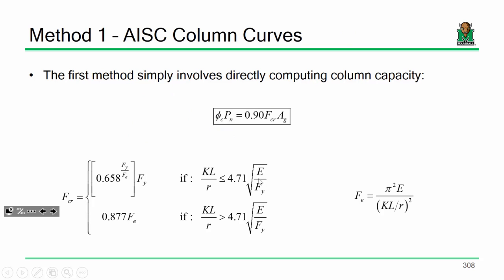Okay, so method 1 is to use the column curve, which is this equation right here. This is essentially what you're plotting in Microsoft Excel on problem 1. So your capacity is phi times F critical times your gross area. Phi is 0.9. F critical, though, is not like with tension members where you just look it up. You have to compute it. So it's a function of your slenderness. Slenderness is KL over R. If your KL over R is less than or equal to your limiting value, then here is your stress, the 0.658 raised to that exponent times Fy.